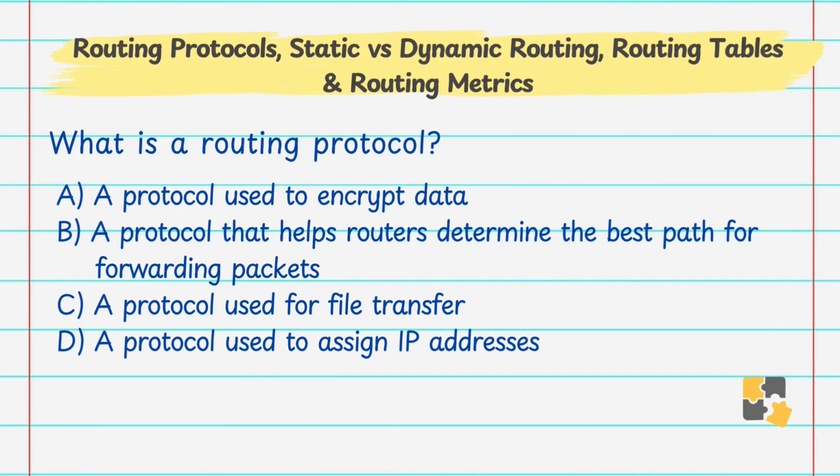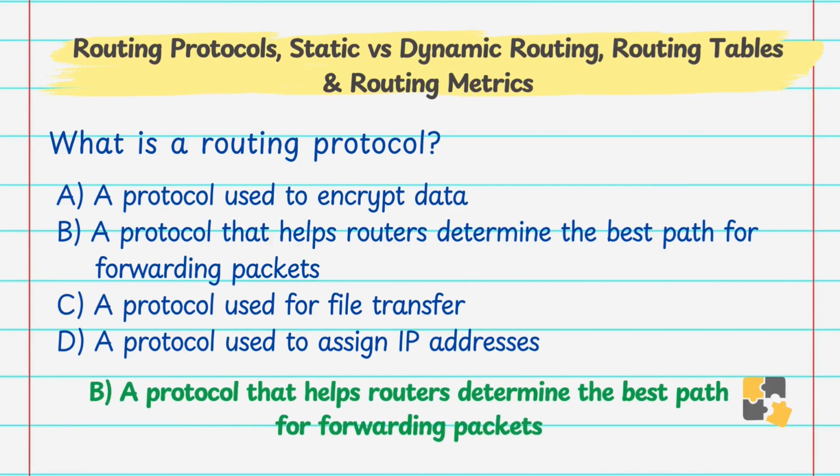What is a routing protocol? A. Protocol used to encrypt data. B. Protocol that helps routers determine the best path for forwarding packets. C. A protocol used for file transfer. D. A protocol used to assign IP addresses. Answer is B. A protocol that helps routers determine the best path for forwarding packets. A routing protocol allows the routers to exchange routing information and automatically determine the most efficient path for forwarding packets between the different networks. That's why our answer is B. A protocol that helps routers determine the best path for forwarding packets.